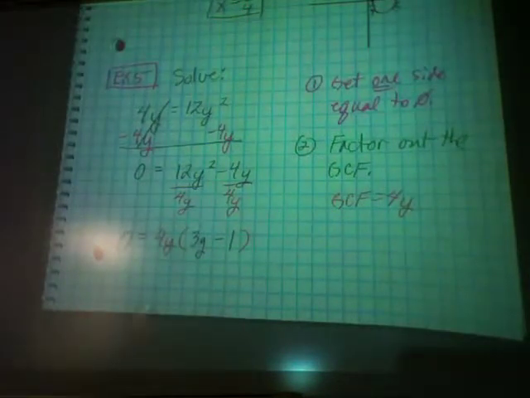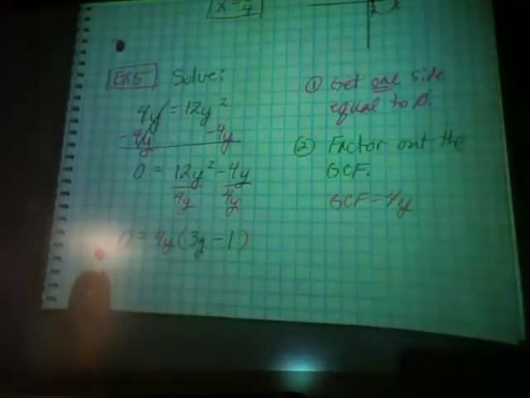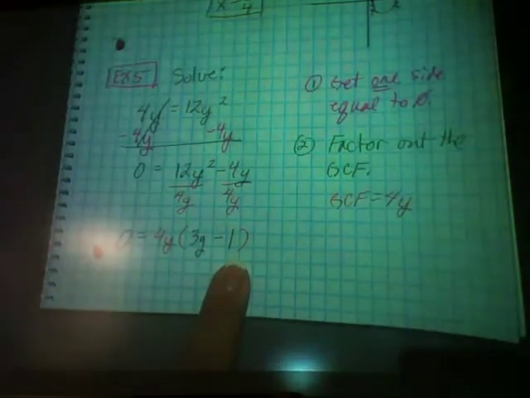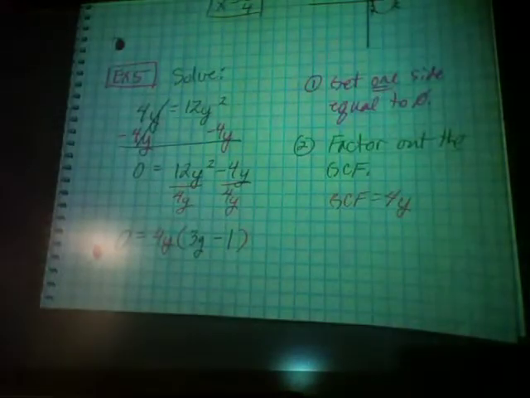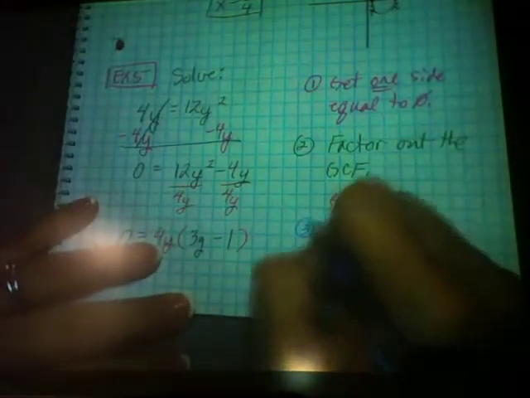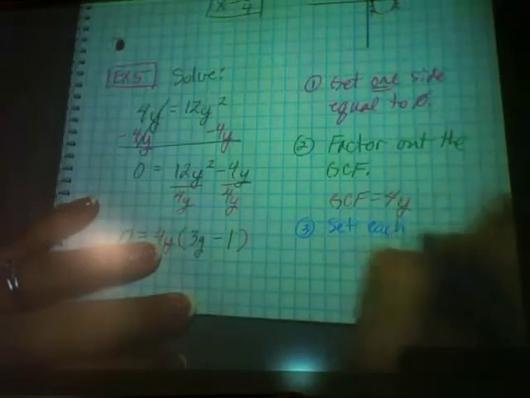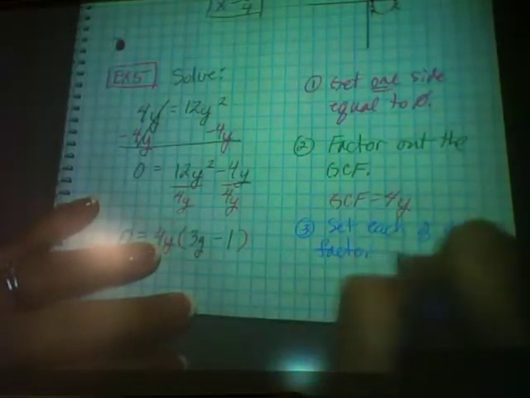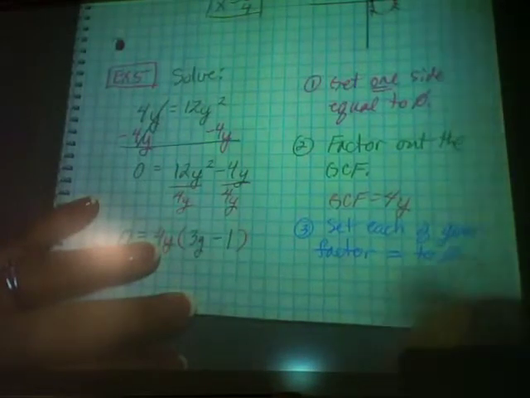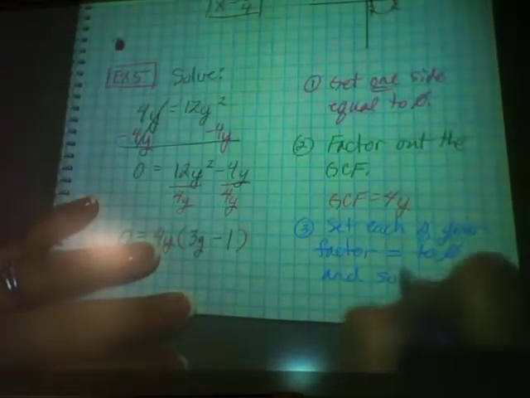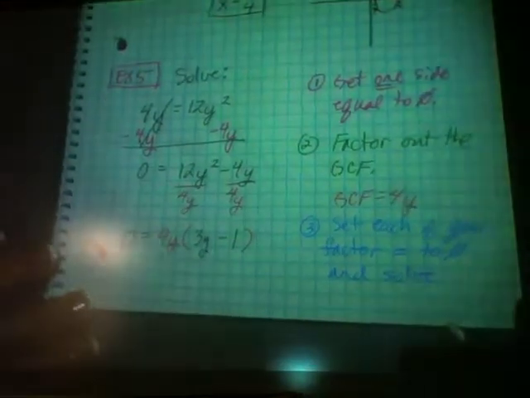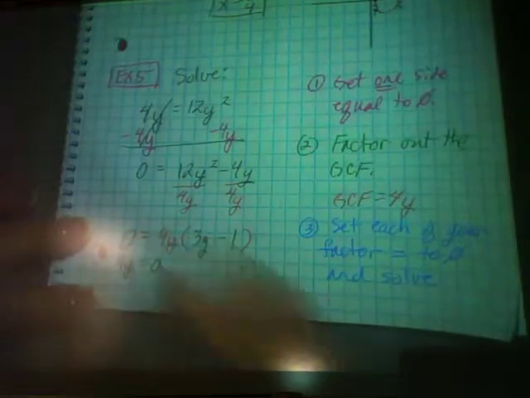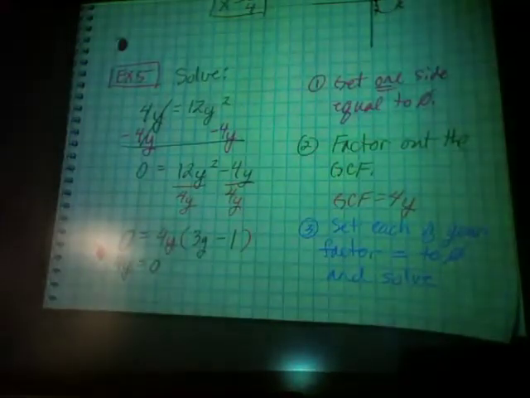So again, I have a product. This times this equals 0. Doesn't that mean that either this is equal to 0 or that is equal to 0, according to our discussion from before? So then set each of your factors equal to 0 and solve. So I'm going to set the 4y equal to 0. You solve for y.